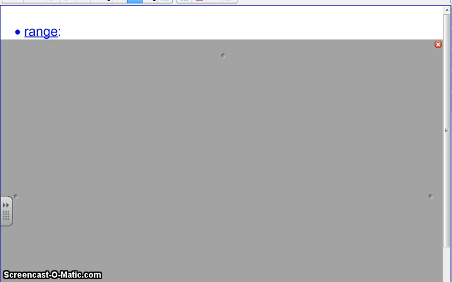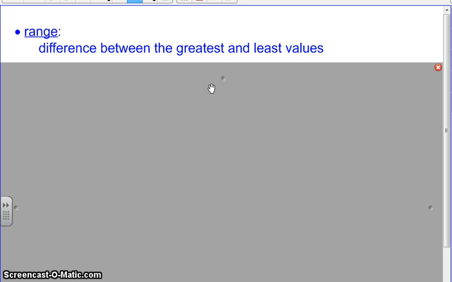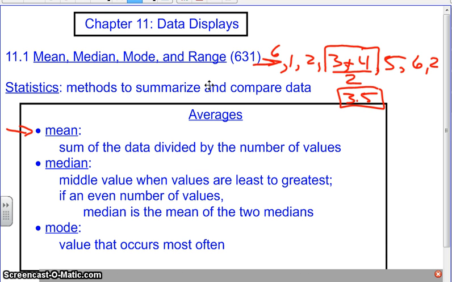Hannah? Isn't it the difference between the highest and lowest? Yes, you know it is. Okay, you've done this before. Good. Difference between the greatest and least. So you're trying to find out how wide this set of data is. Just subtract the smallest from the largest number, and you'll see how wide it is. So if we go back to this set of data that we had, which is a mess, we have anything from 1 to 6. So we could say the range of that data is 5.